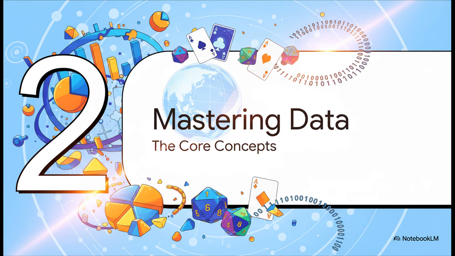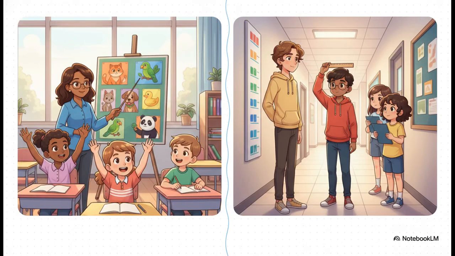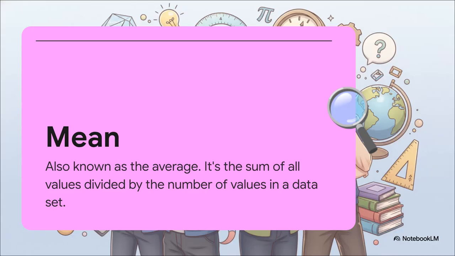Okay, foundation built. Now let's get into the good stuff, the core of the module. Section 2, mastering data and probability. These are the key concepts you're going to need to know inside and out. It really all boils down to two basic types of data. First, you've got qualitative data. Think qualities or descriptions, like a student's favorite color. Then you have quantitative data. Think quantities or numbers, stuff you can count like age or test scores. Simple as that.